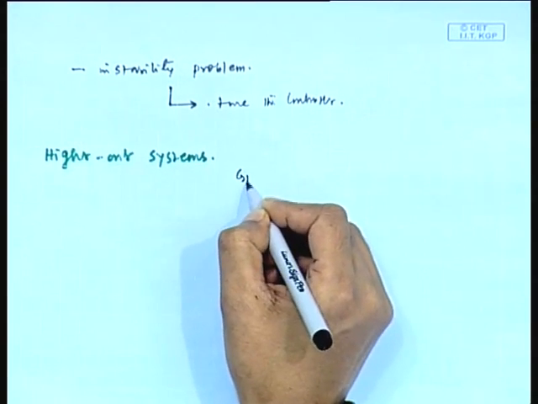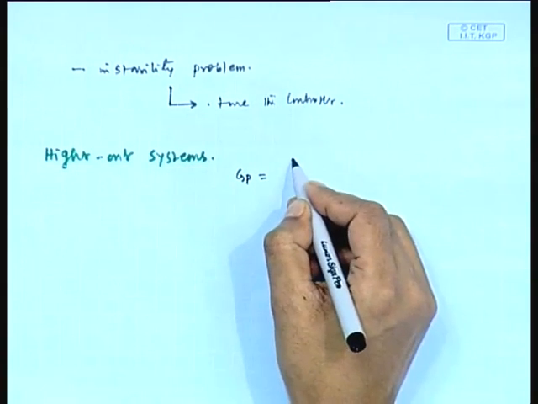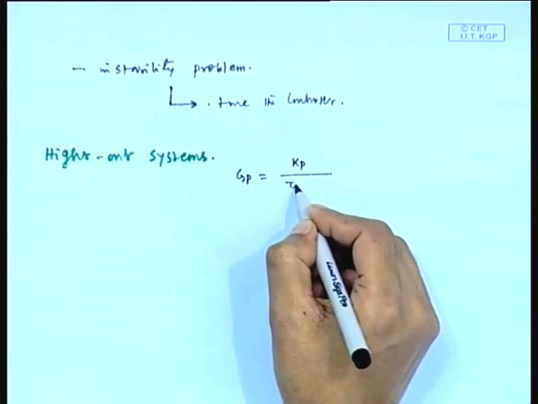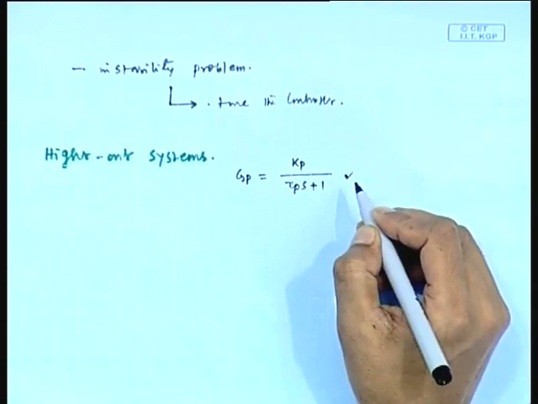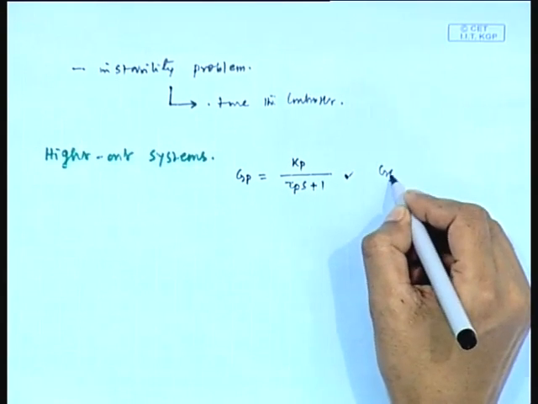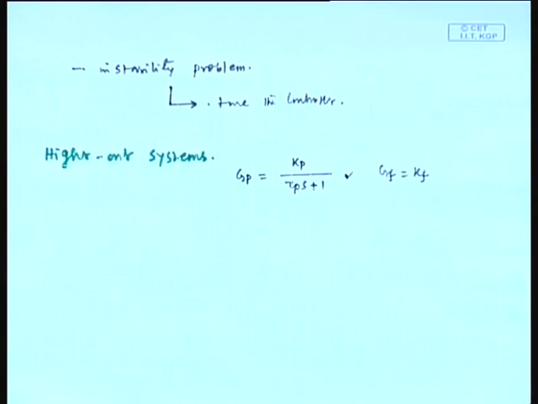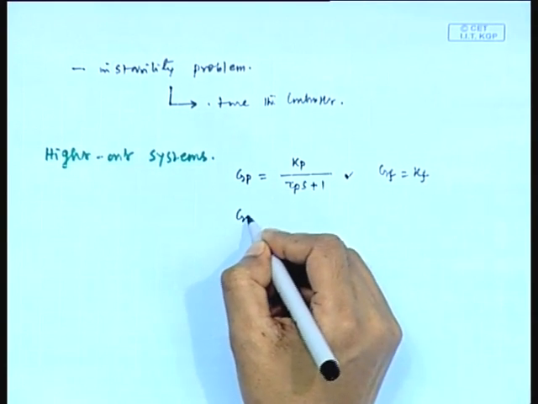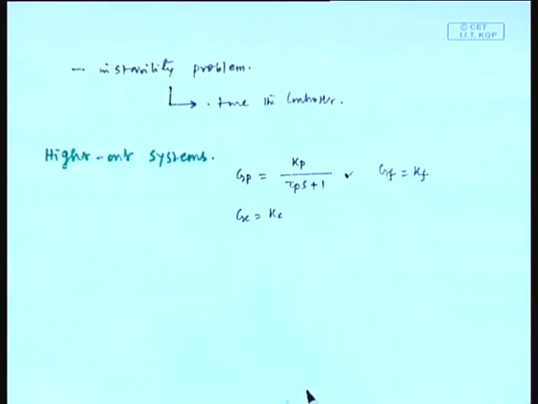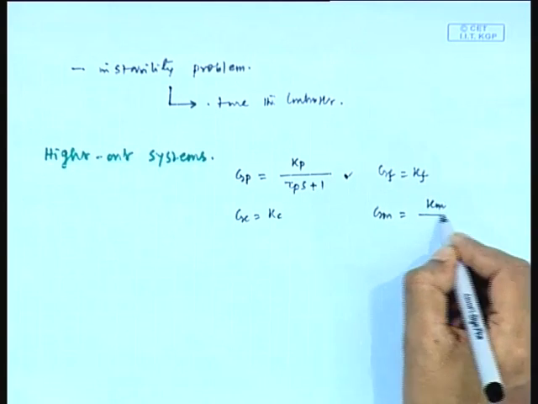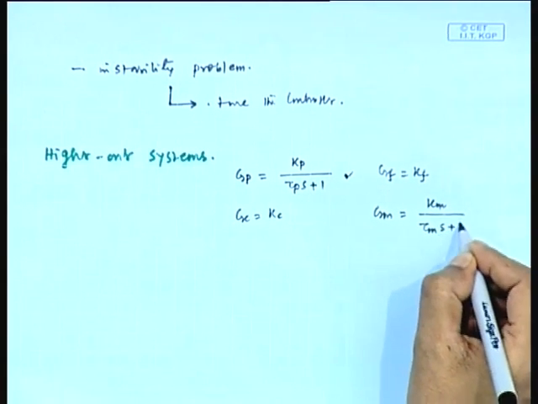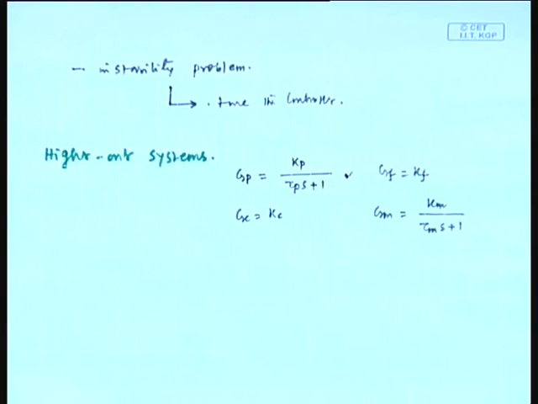So, the transfer function for the process we can write as Kp divided by tau P s plus 1. Now, this is the transfer function of a first order system. Now, we are considering Gf equal to Kf, we are considering Gc equal to Kc, and Gm equal to Km divided by tau m s plus 1. Fine. These are 4 individual transfer functions.